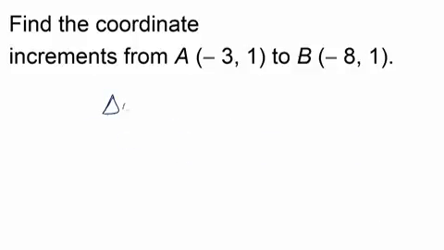Now let's find delta y, which is defined by y sub 2 minus y sub 1. That would be 1 minus 1, which is 0. So delta y would equal 0. We use increments when we find the slope of a line. Let's look at how.